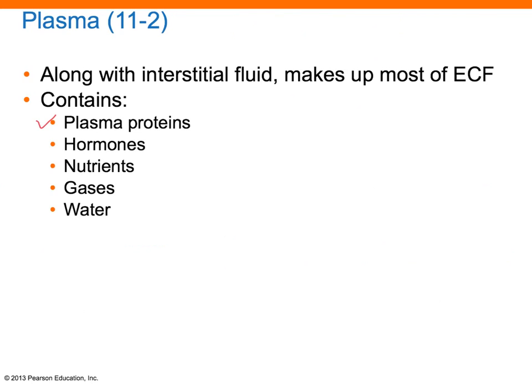The three main types of plasma proteins are albumins, fibrinogens, and we also have the globulins. In a few more slides, we'll be discussing the specifics of these plasma proteins.